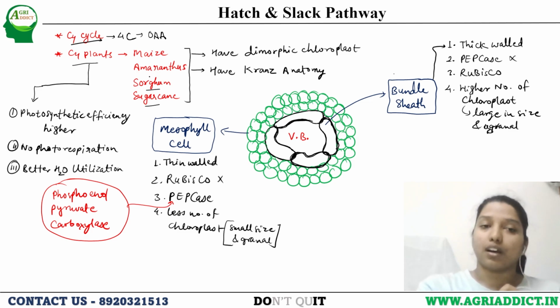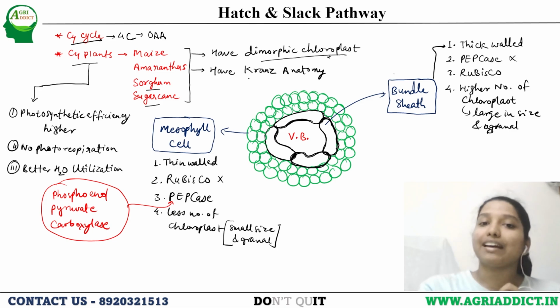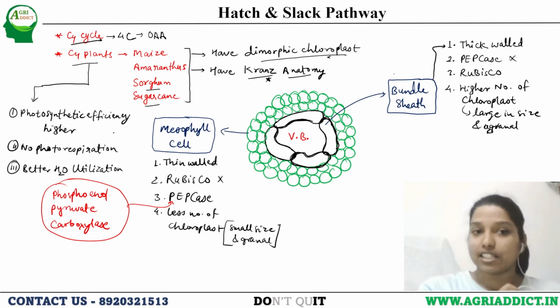How are these C4 plants different from C3 plants? What is special in them? They have dimorphic chloroplast, meaning they have two types of chloroplast, and they have Kranz anatomy. This is very important. They have Kranz anatomy and dimorphic chloroplast. Now, C4 plants have higher photosynthetic efficiency. How they have higher photosynthetic efficiency, we'll study.